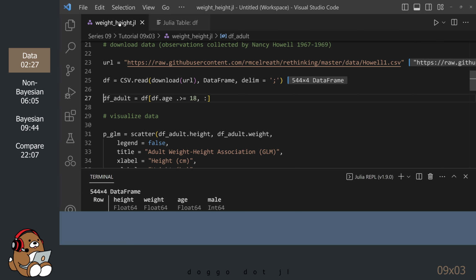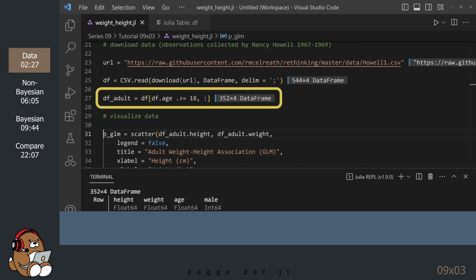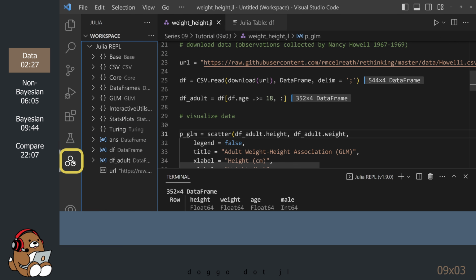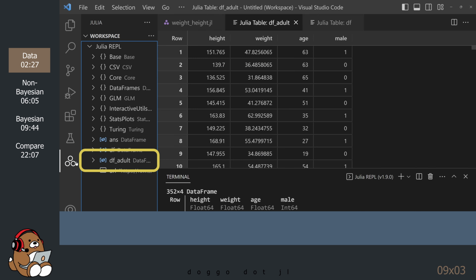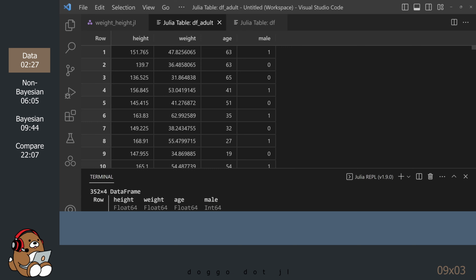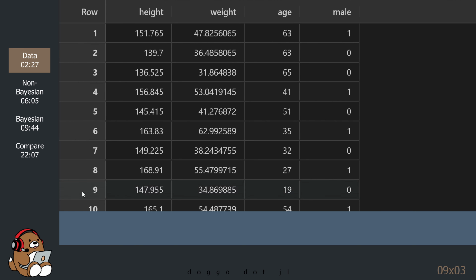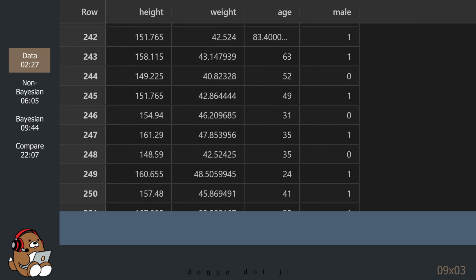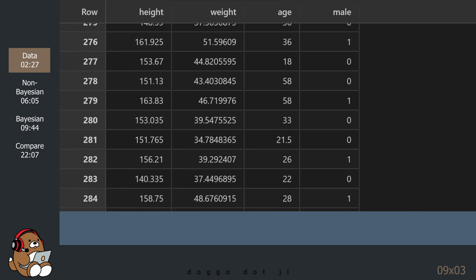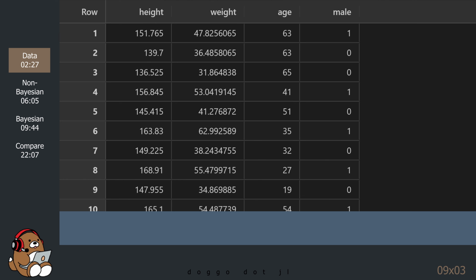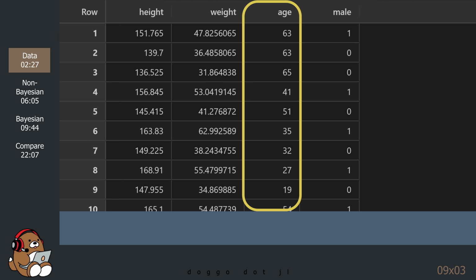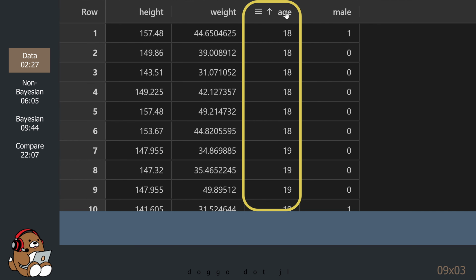Going back to our code, we only want the data for the adults, which are the individuals that are 18 and older. Click on the Julia logo icon again, and click on the table icon for the df_adult variable. This subset only has 352 rows. And if you click on the age header again, you'll see that the age for this subset now ranges between 18 and 88.